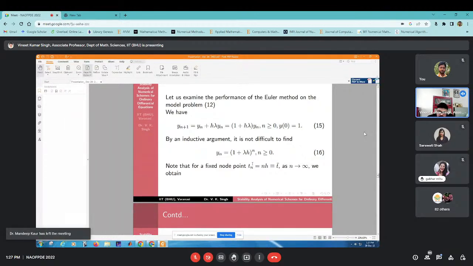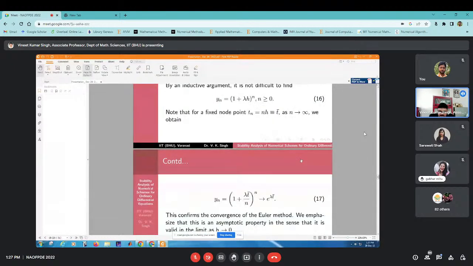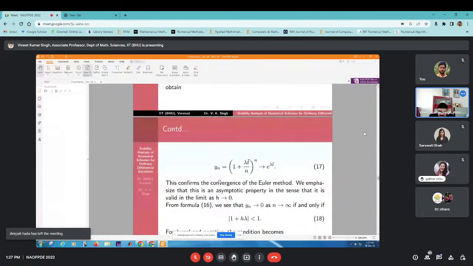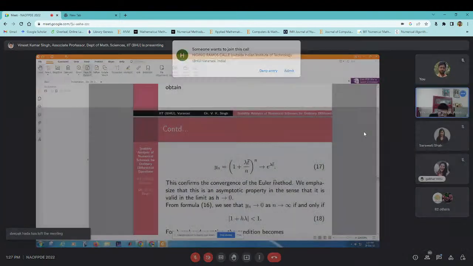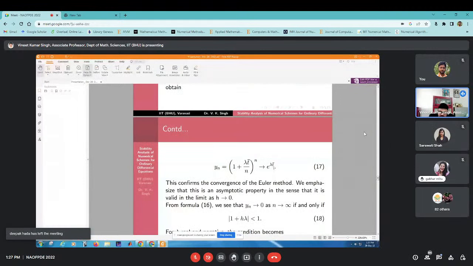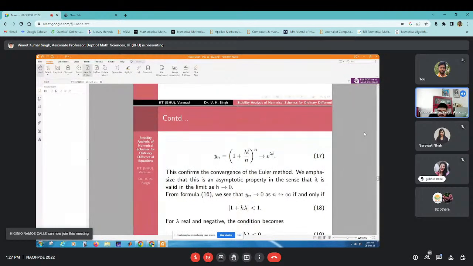So what is the closed form solution? The closed form solution, we know, is in terms of e^(λt), and that tends to 0 when λ is less than 0. The same behavior we are expecting from equation number 16. So when n is very large, Yn will tend to e^(λt), and that will tend to 0 under some assumptions.